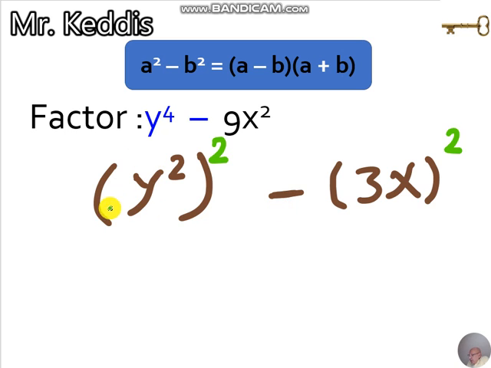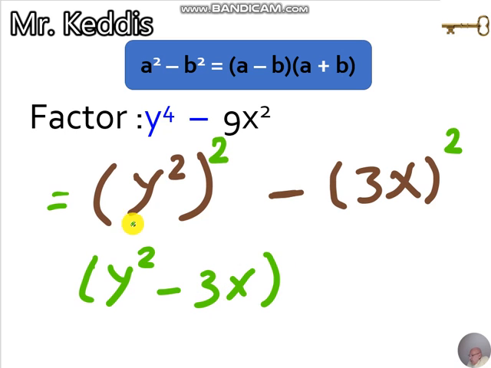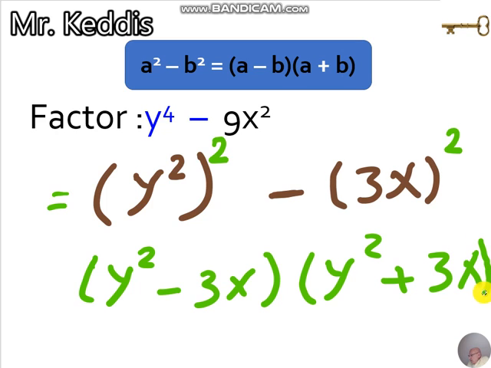A represents y squared, and b represents 3x. When I factor this, I factor y squared minus 3x and y squared plus 3x. That is a minus b and a plus b, where a is y squared and b is 3x.